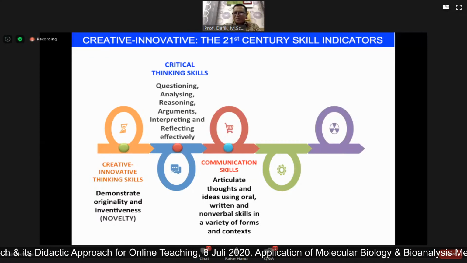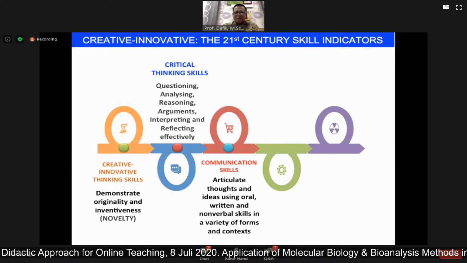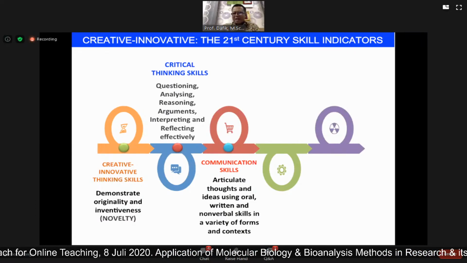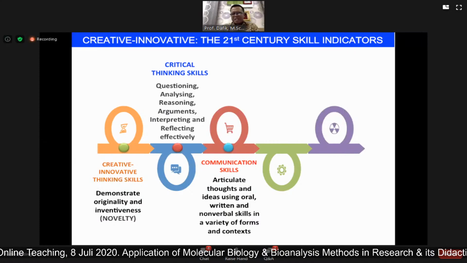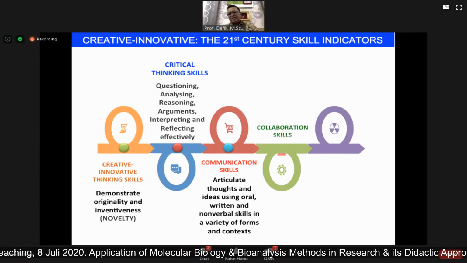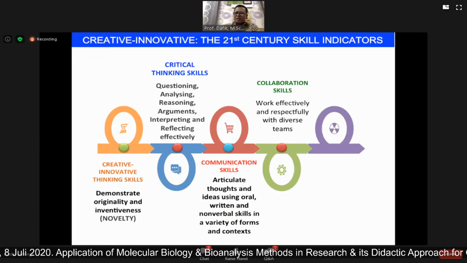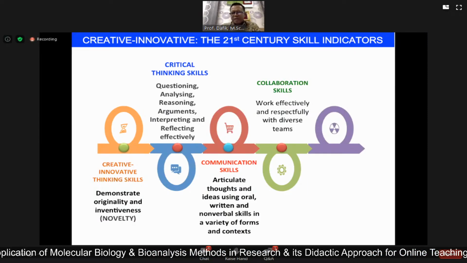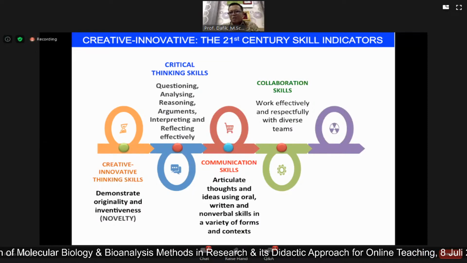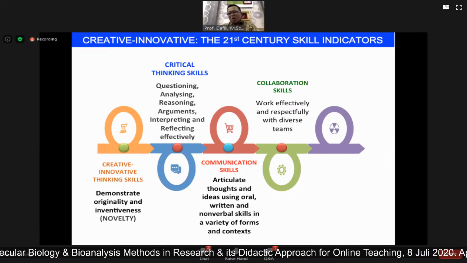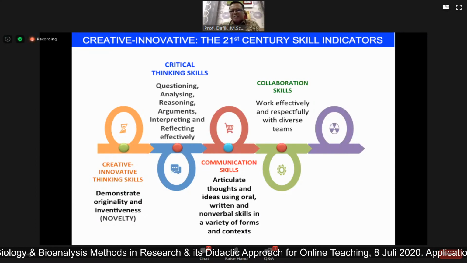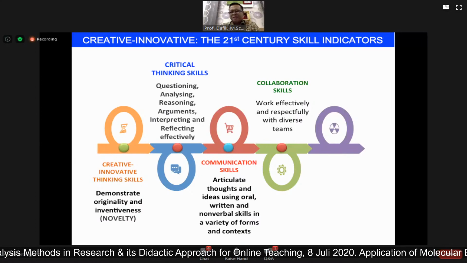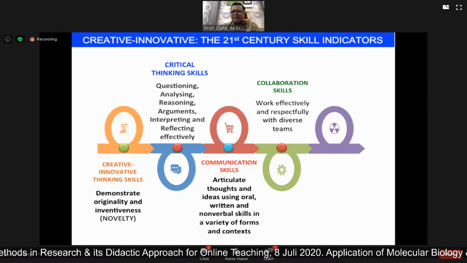And also communication skill, which articulates thoughts and ideas using oral, written, and non-verbal skills in a variety of forms and contexts, and also collaboration skill, of course. We need this in today's era, because without collaboration, how strong can people be if they just carry something by themselves? I believe they cannot be.